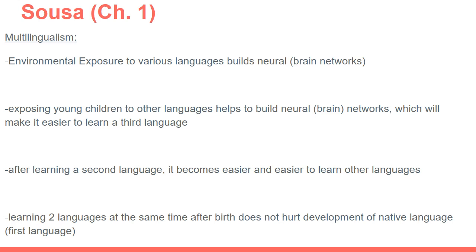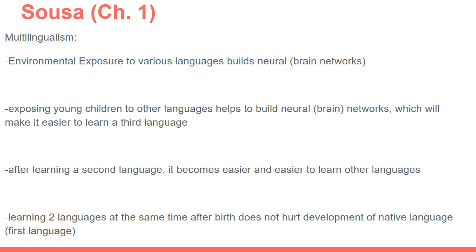So Sousa explains that multilingualism is beneficial and that environmental exposure to various languages can build neural or brain networks. And so if you expose children to different languages at a young age, they will have those neural networks which will further allow them to learn other languages when they get older. Also, because of those connections and those neural networks, after learning a second language, it becomes easier and easier to learn more languages.